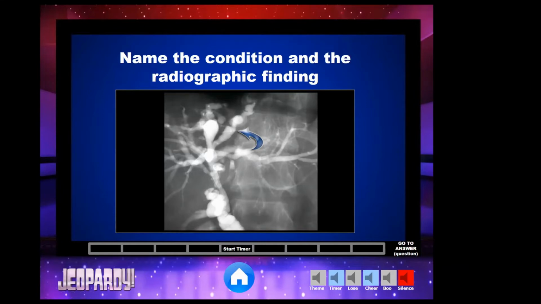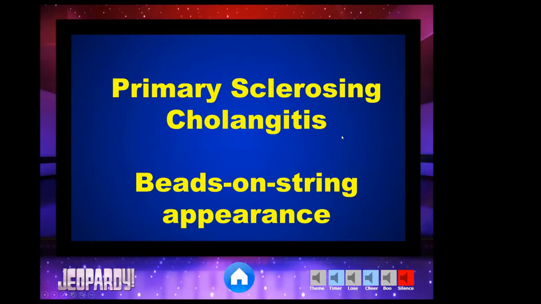All right, do you have an answer? We do. This is the rosary bead pattern for polyarteritis. Sorry, primary sclerosing cholangitis. Okay, all right, I'll give it to you. It is primary sclerosing cholangitis, and rosary beads is also acceptable. It's beads on a string. Some people call it rosary beads. So I will take that answer. So that is correct.